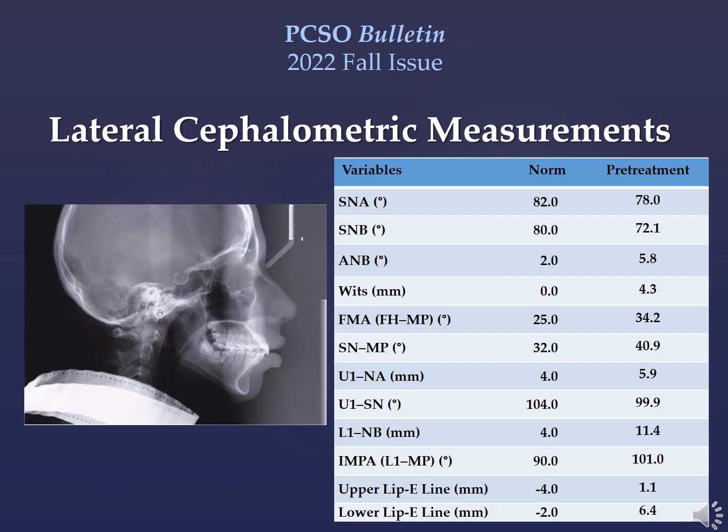The lateral cephalometric radiograph showed that the patient had a skeletal class 2 relationship with a retrognathic mandible. The patient had a hyperdivergent mandibular plane angle. The upper incisors were almost normally inclined and positioned. The lower incisors were proclined and protruded.